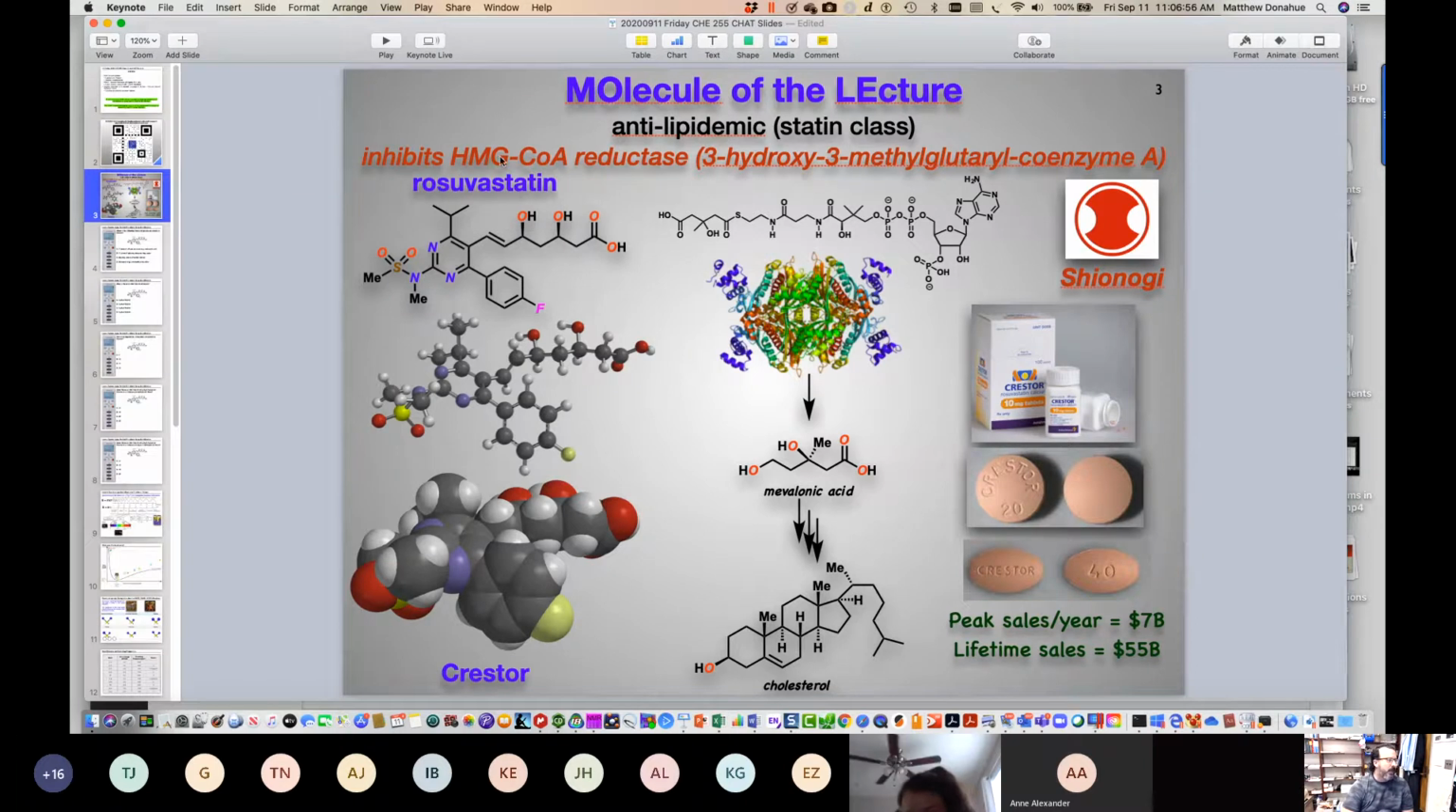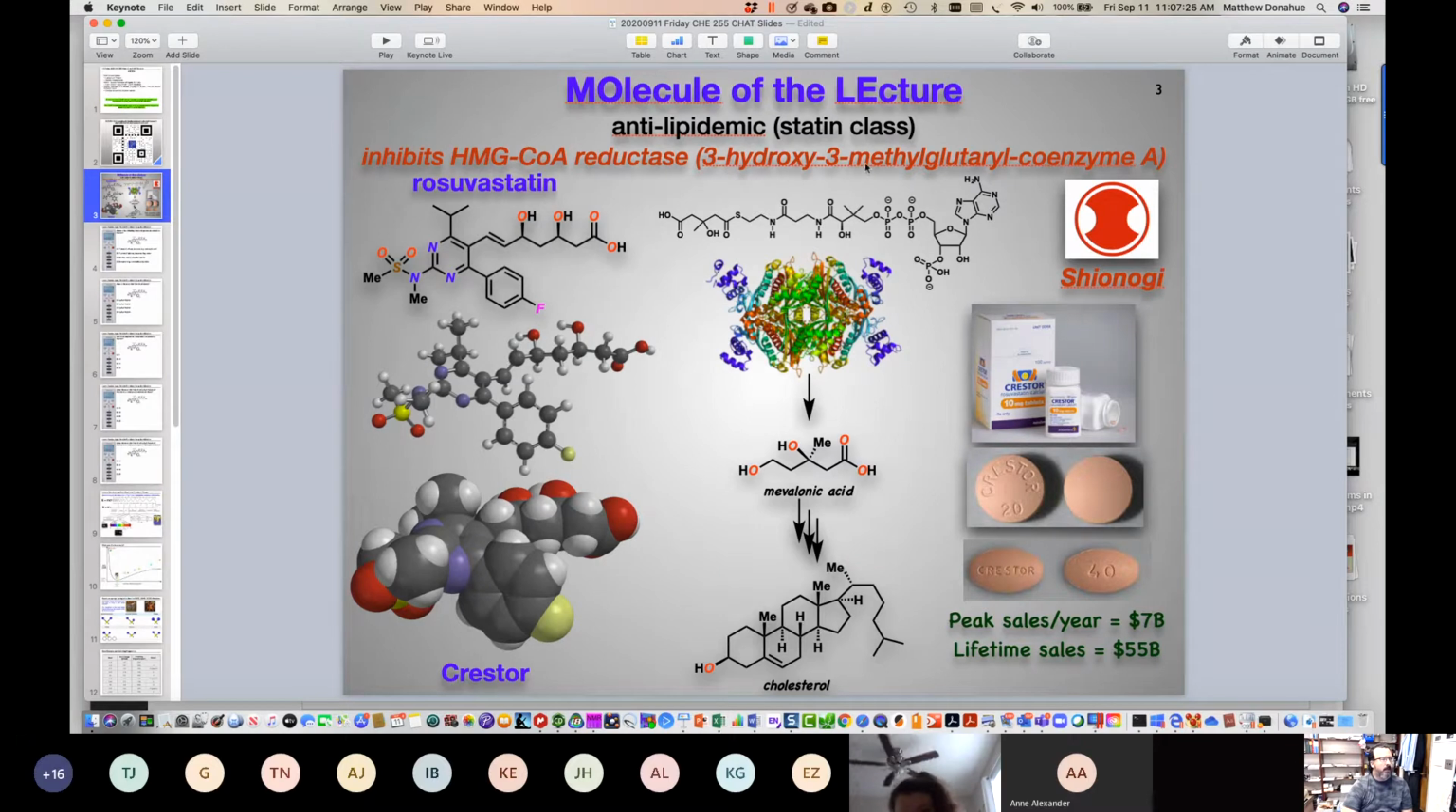So it inhibits HMG-CoA reductase. And HMG-CoA reductase is an enzyme, and we saw before this spaghetti-looking model here. That's a really huge biomolecule. It represents an enzyme, and an enzyme is a reagent in your body that catalyzes an organic transformation. So what it does, it takes this molecule here.